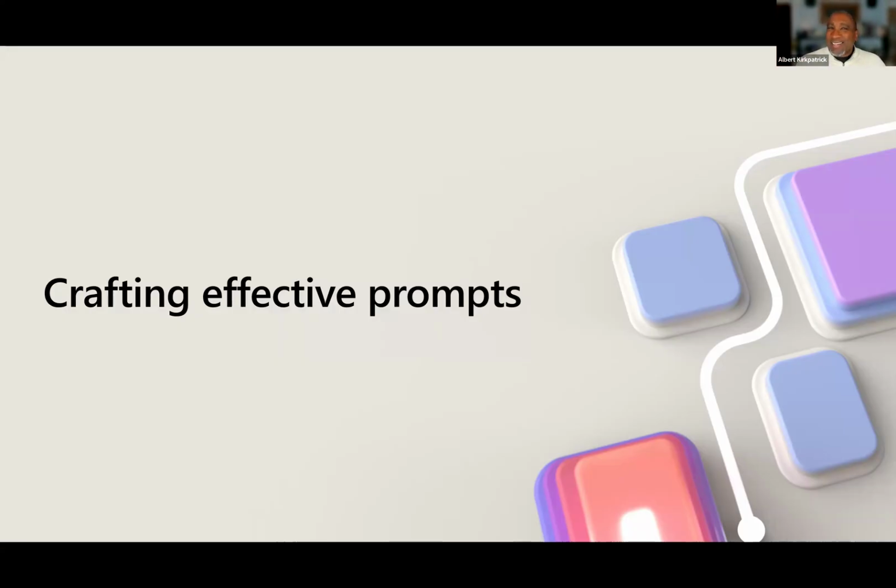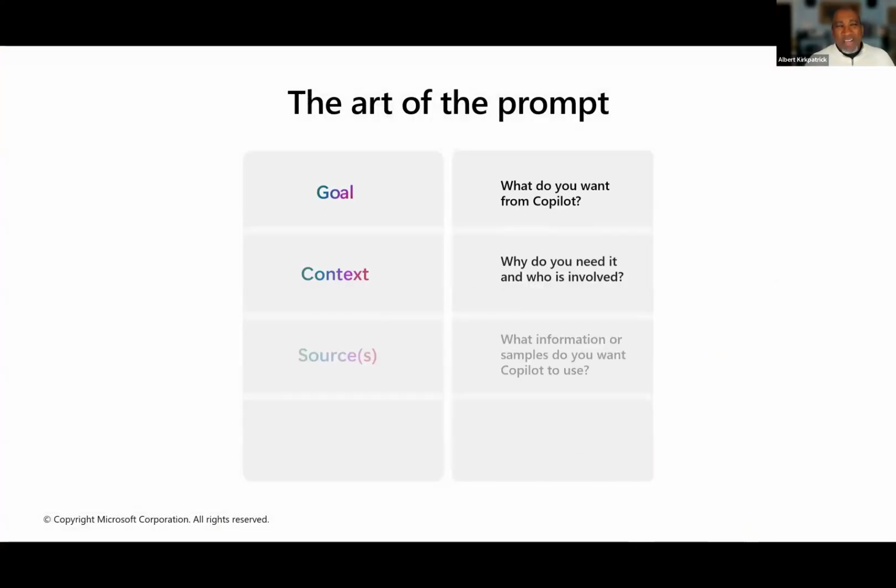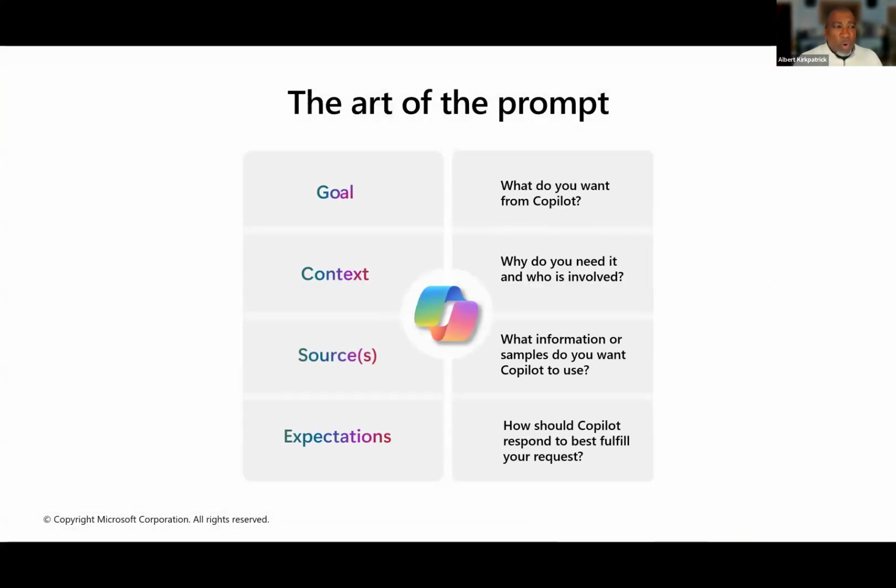Copilot is a little more sophisticated than maybe my kids, but the same kind of idea applies there. The more specific, the more clearly I define my objectives, the more likely it is for me to get what I want after fewer iterations. What we've discovered is an effective prompt has four good parts: a goal, context, sources, and expectations.